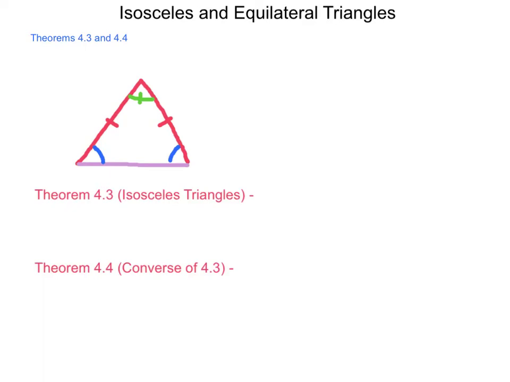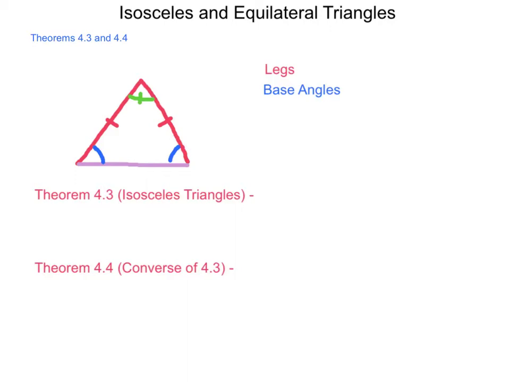In this lesson with triangles, we're going to look at isosceles and equilateral triangles specifically. Now, isosceles triangles, like the one shown here, have the following characteristics. The two sides of the triangle that have the same measurement are called the legs. Next, the two angles that are opposite the legs are called the base angles.